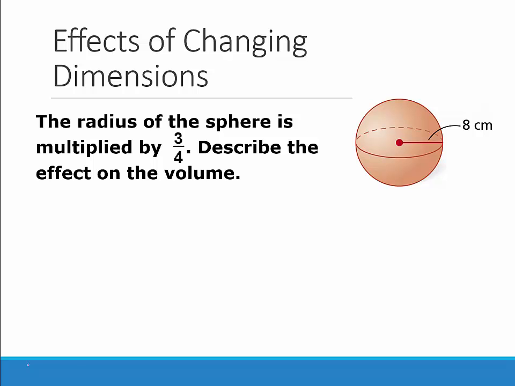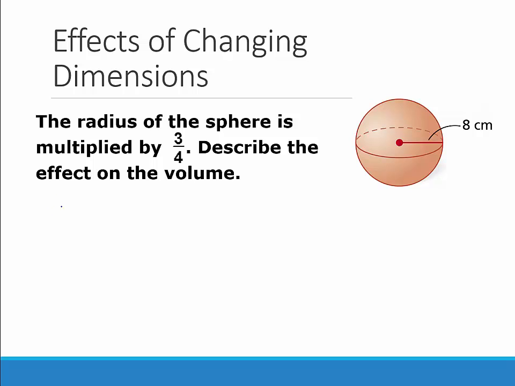So what happens if we change the dimensions? The radius of the sphere is multiplied by 3/4. Describe the effect on the volume. Remember, you can go through and plug this in with the information they give you, and then you can multiply this by 3/4 and plug it in and see what you get.